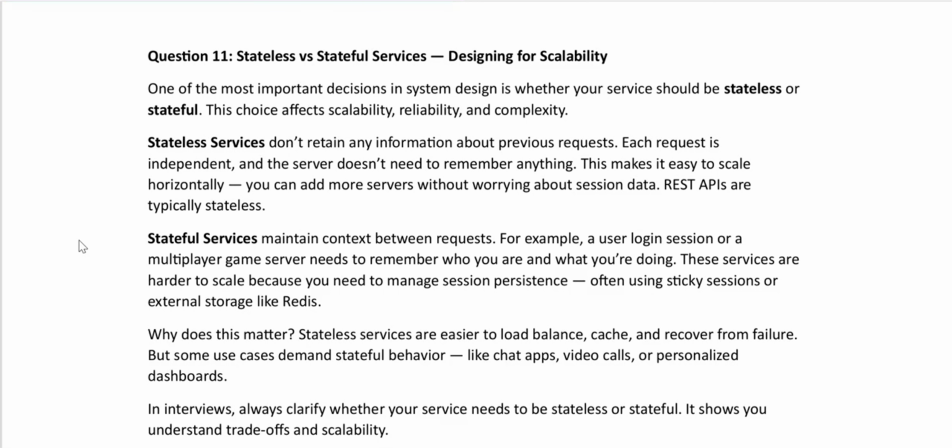Stateless versus stateful services. One of the most important decisions in system design is whether your service should be stateless or stateful. This choice affects scalability, reliability, and complexity. A stateless service does not retain any information about previous requests. Each request is independent, and the server does not need to remember anything.